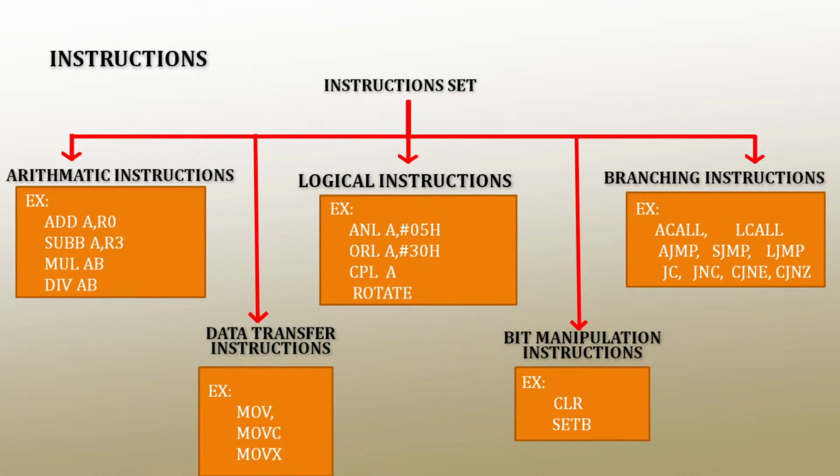Branching instruction, the flow control is branched from one end to another end. That is called branching instructions. By using these instructions, we can branch the flow control. So these instructions are known as branching instructions. Data transfer instructions, data is transferred within the registers or memory location. These instructions are used to transfer the data within the memory or registers. So these instructions are known as data transfer instructions.